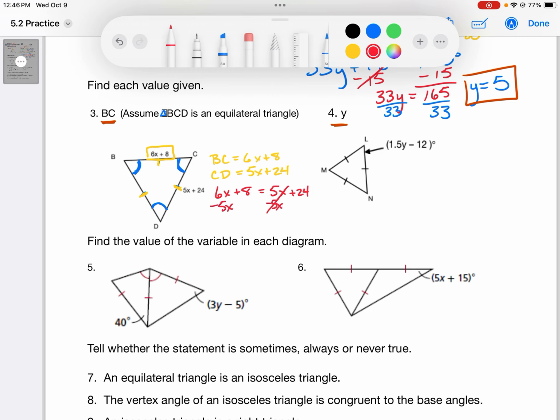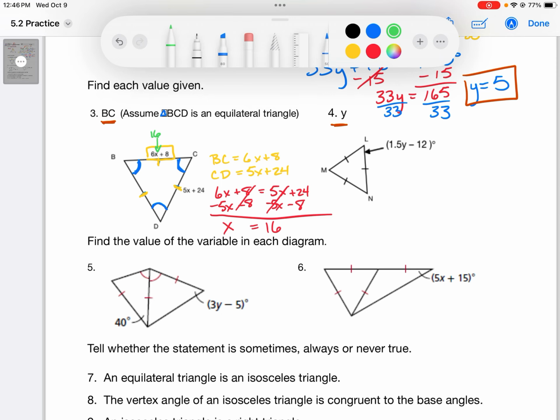And I can take 5x from both sides. And that's nice because it leaves me with an isolated x. Subtract 8 from both sides. And x equals 16. So again, that's really helpful to know, but that's not what the problem is asking me to solve for. I now need to take that value and plug it in so that I know the side that I'm looking for.